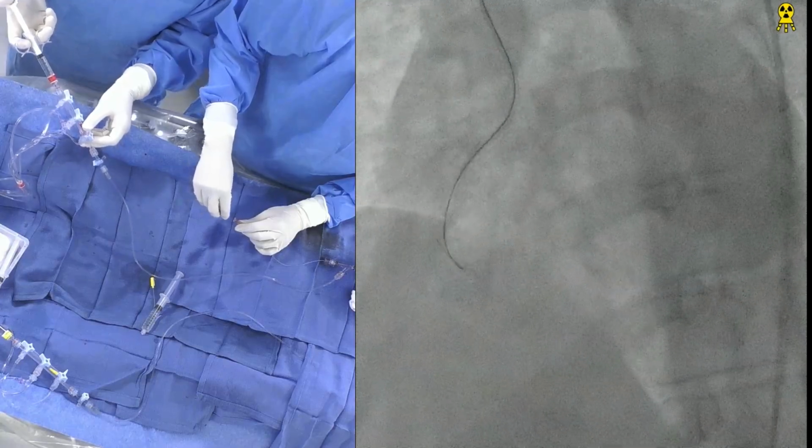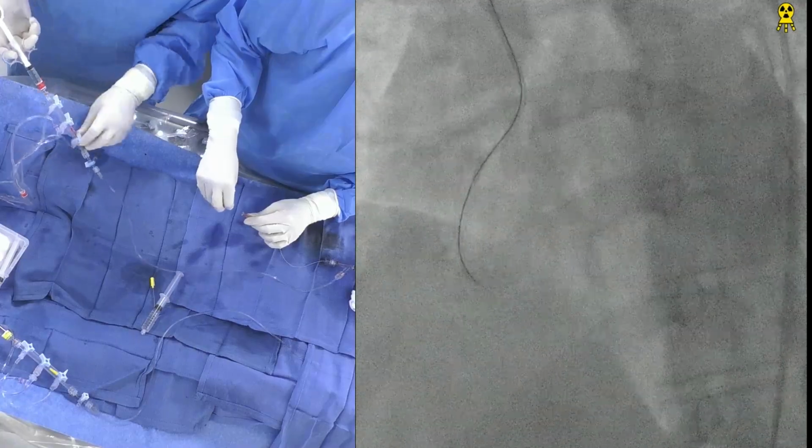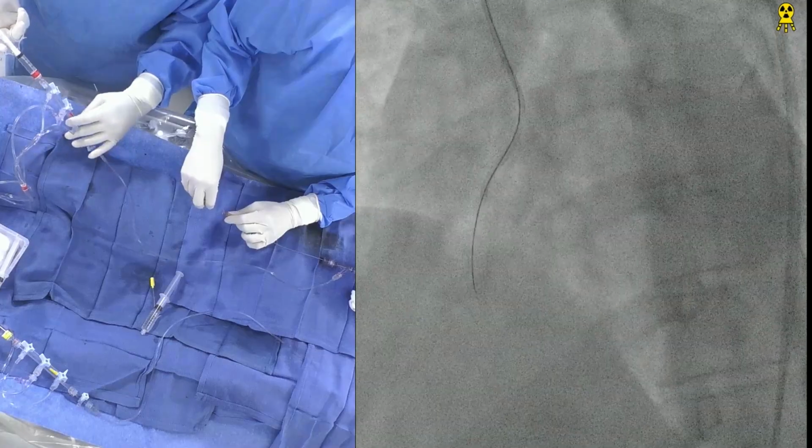Okay, so you have gone beyond the side branch. Yeah. Now I have to get into this, so I'm going to pull back the microcatheter a little bit and try to engage.